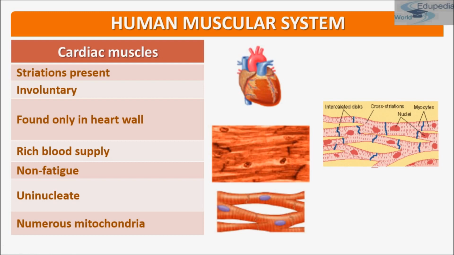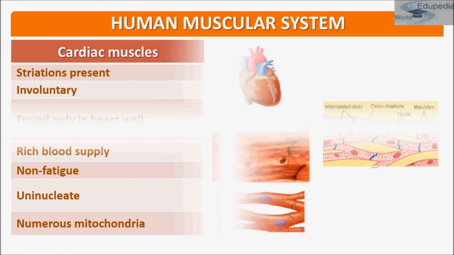Now these were the three types that we have studied so far. The first type of muscle is skeletal, that we have read, and the second is visceral. Visceral is also known as smooth, that we have already read, and the third is our cardiac muscle. So these were the three types of muscles that are found in the human body.